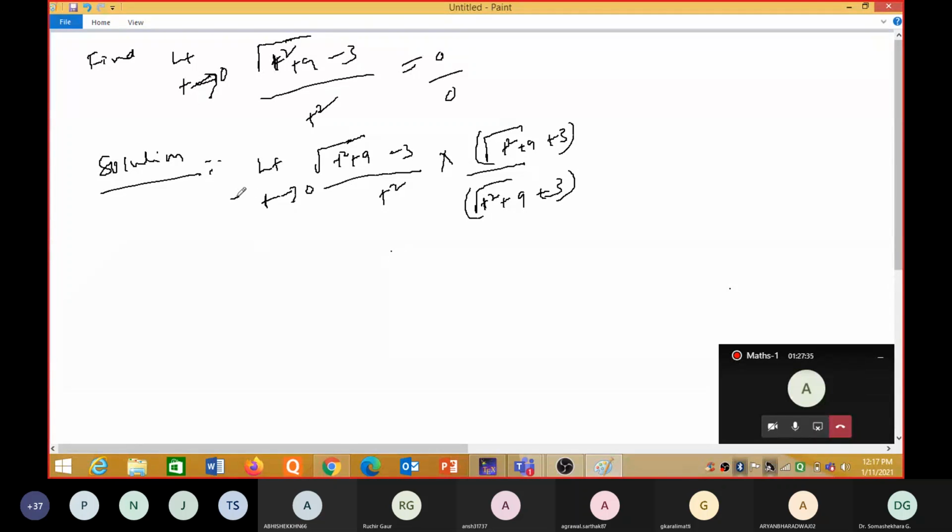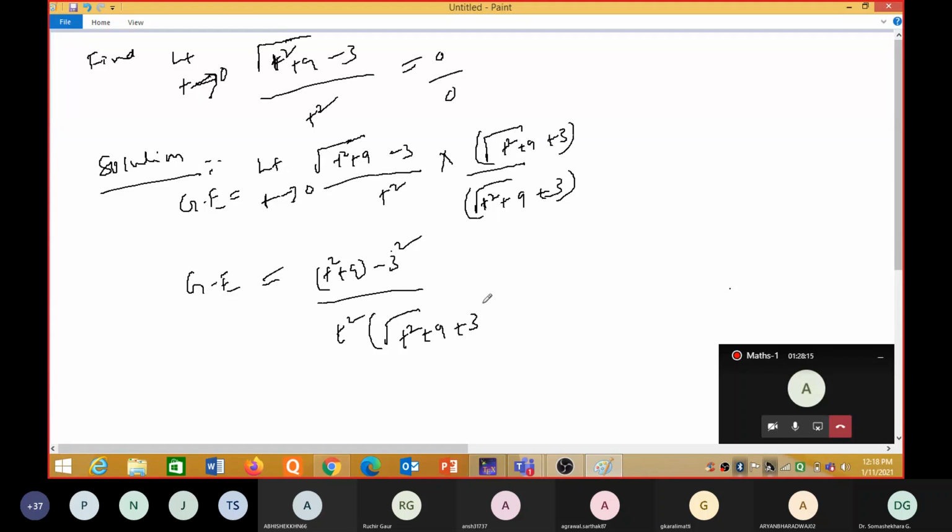Okay. I will write this as the given expression. Now you simplify this one. So what is the given expression? The given expression is equal to the product. This is of the form a plus b into a minus b. What will you get? a square means root of t square plus 9 whole square is t square plus 9, minus b square, minus 3 square, divided by t square into the bracket root of t square plus 9 plus 3.